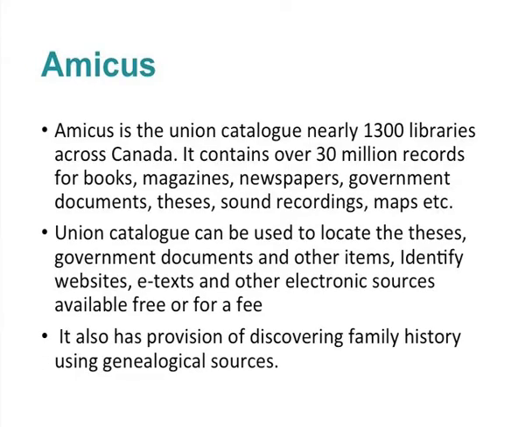The third international venture as far as the union catalog is concerned is called Amicus. Amicus is a union catalog in which around 1300 libraries across Canada participate, and it contains around 30 million records for books, magazines, newspapers, government documents, theses, sound recordings, maps, etc. This union catalog can be used to locate theses, government documents and other items, and to identify websites, e-texts and other electronic resources available free or for a fee.